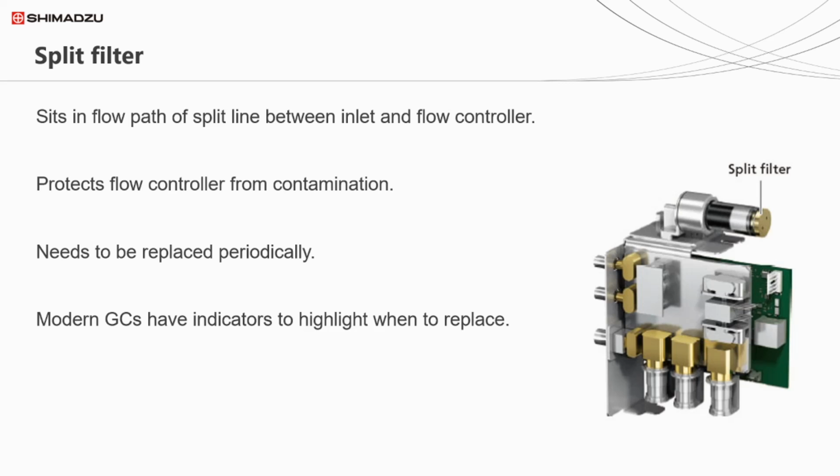The final part of inlet maintenance, which is often overlooked, is the split filter. This filter sits in the flow path between the inlet and the flow controller, and prevents any contamination damaging the highly precise flow controller parts. This filter typically requires replacement every 12 months, and is usually exchanged during the preventative maintenance visit by your service provider. In applications where neat sample is injected, however, the contamination can build up faster, requiring a more frequent replacement.